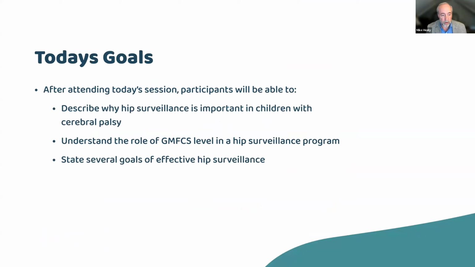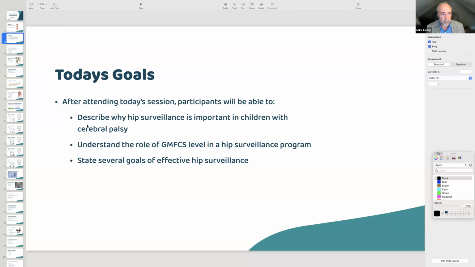So today's goals. Give me 1 second here. I have to get my mouse back, because the panel was right in the middle of the slides.